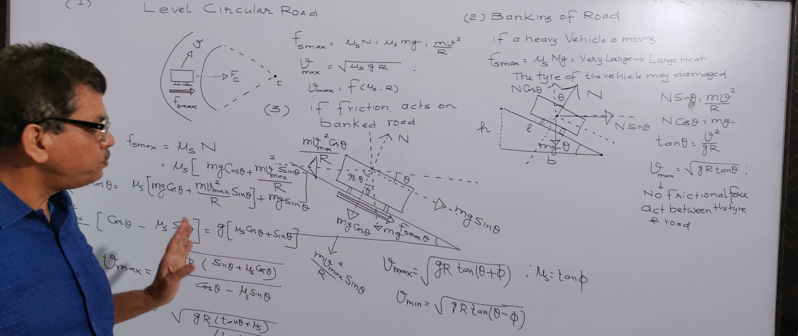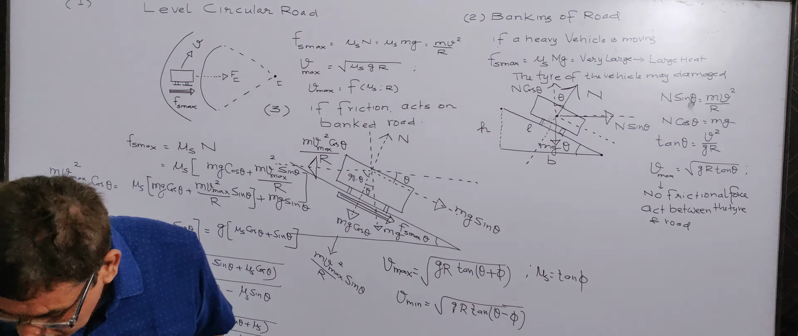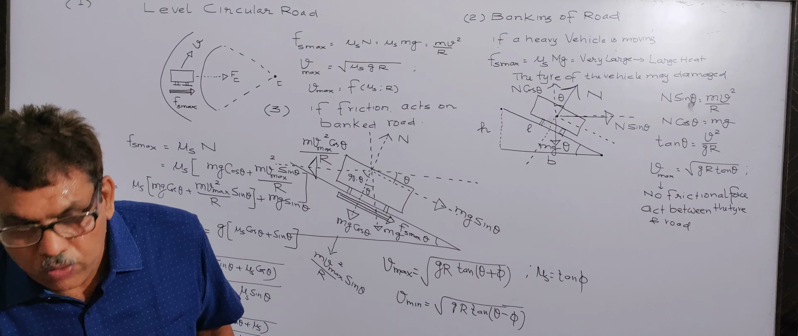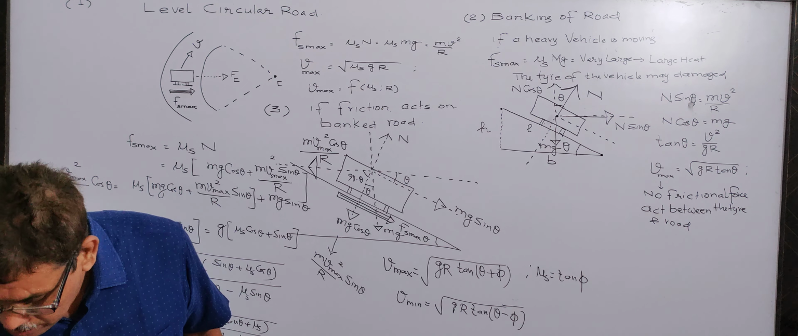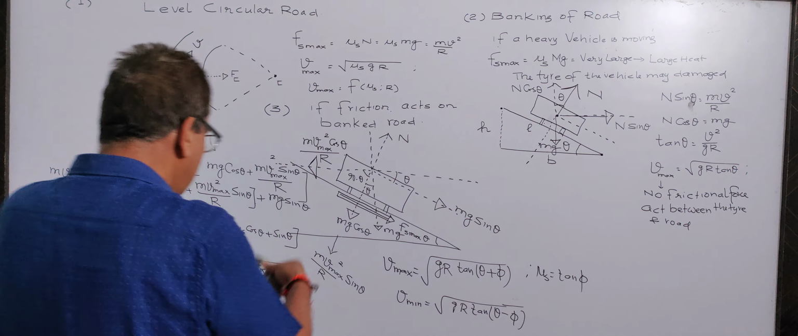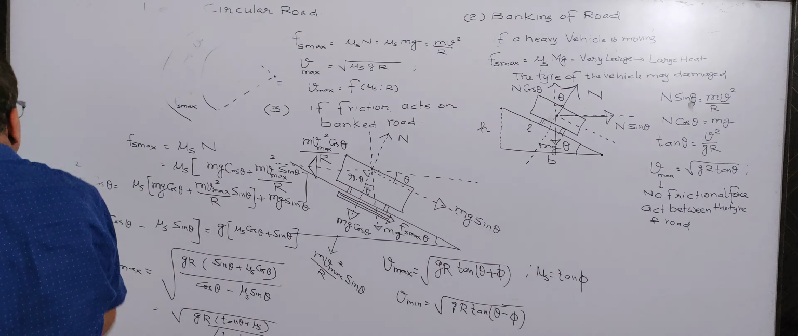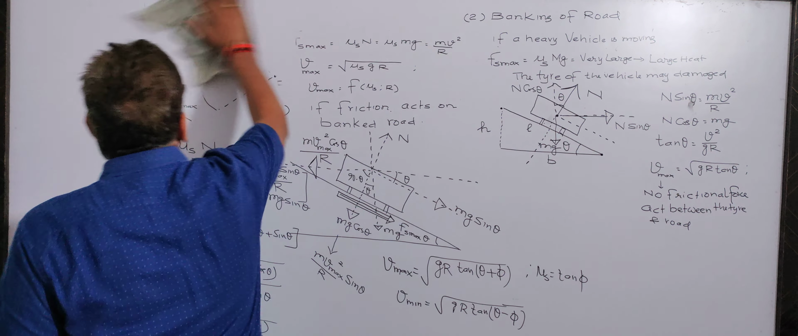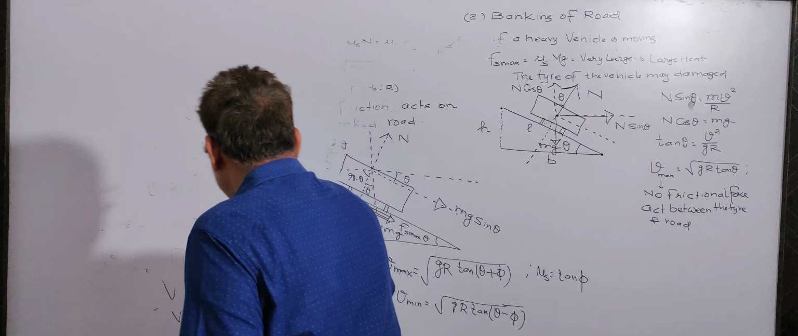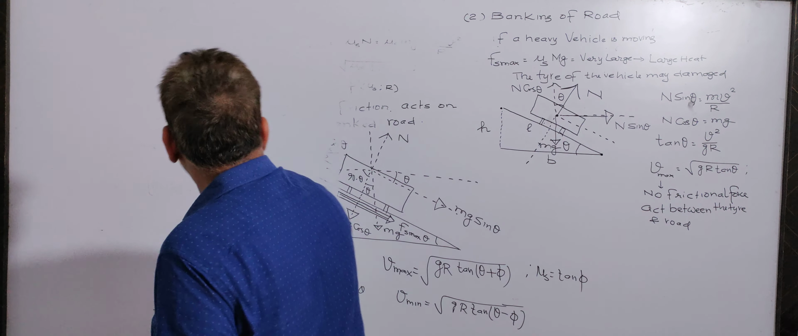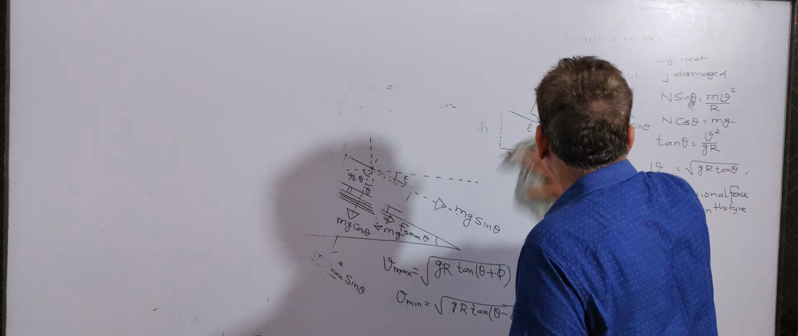Now let us see how the overturning of the vehicle takes place. In case of overturning, what happens? How the overturning of the four-wheeler takes place on the circular road. Now if we consider the overturning moments, let us find out how it takes place. So that is called overturning. We will see both overturning and skidding of the four-wheeler on circular road.